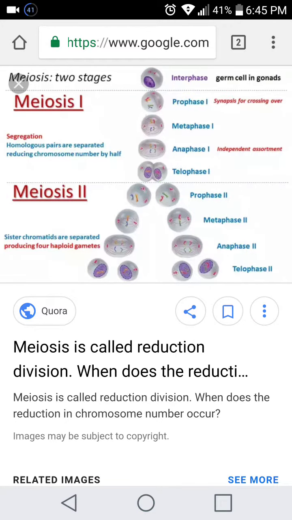So now we're going to get into meiosis. Meiosis is a specialized type of cell division that reduces the chromosome number by half, creating 4 haploid cells, each genetically distinct from the parent cell that gave rise to them.